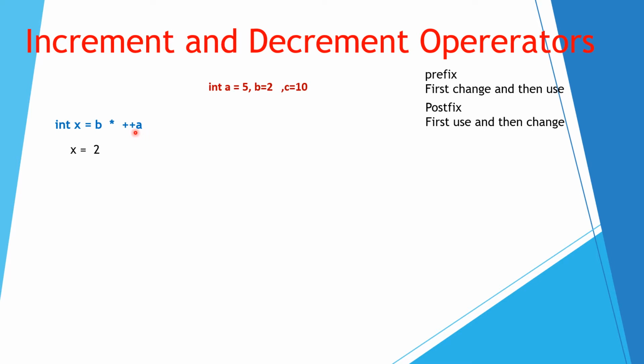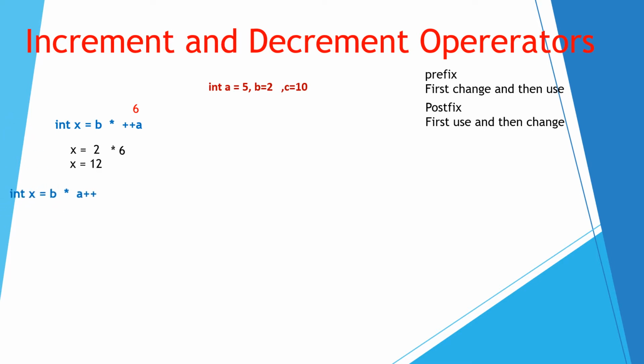So ++a means first you change. The value of a is 5. So ++a means a = a + 1, 5 plus 1, a will become 6. First change and now use it in the expression. So 2 * 6, the answer will be 12.